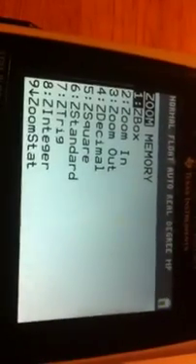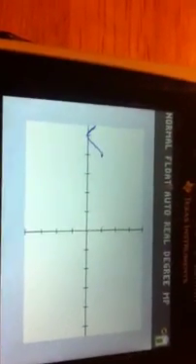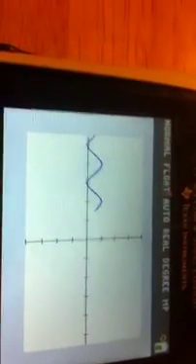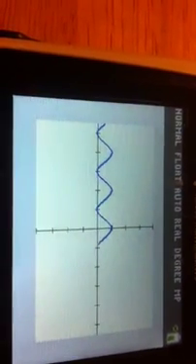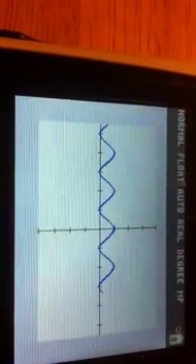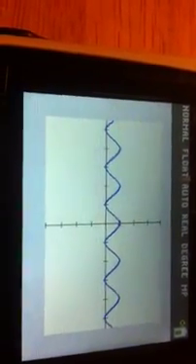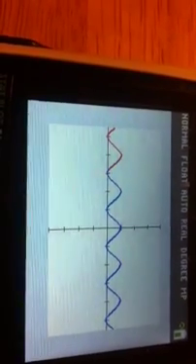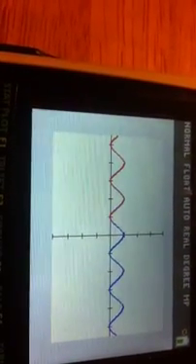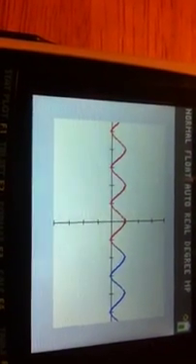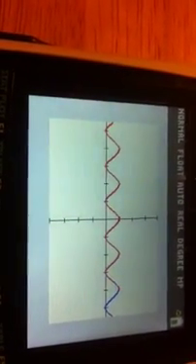Alright, so when I enter these two in, I'm going to hit zoom 7 for trig. And I see that the first one is the blue line, which is representing cosine squared theta. And that's being graphed right now. And right on top of that, identical, is 1 minus sine squared theta. And we see that these two are identical.